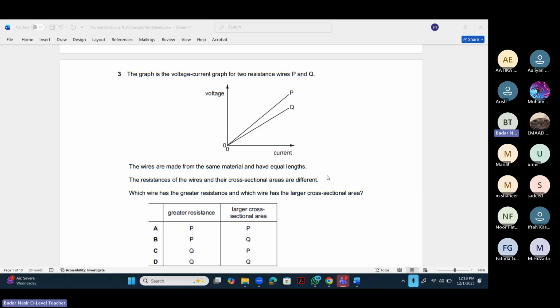First of all, we have a voltage current graph. P has a greater slope and a greater gradient than Q. That means the line P has higher resistance. If P has higher resistance, that means P has less cross-sectional area. So the answer will be B. P has higher resistance and Q has greater cross-sectional area.